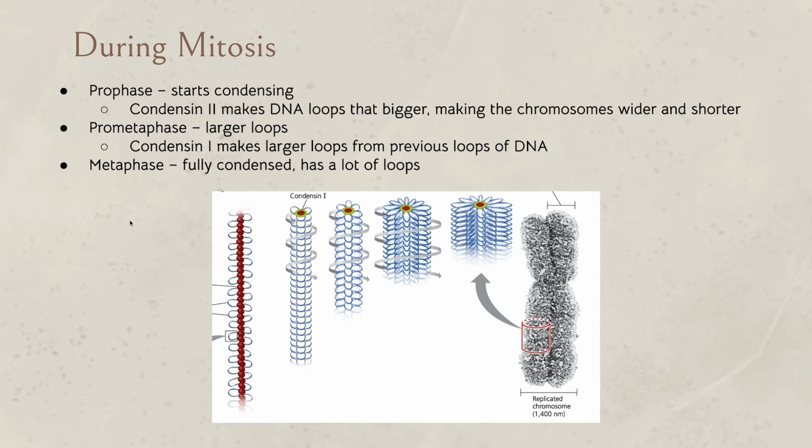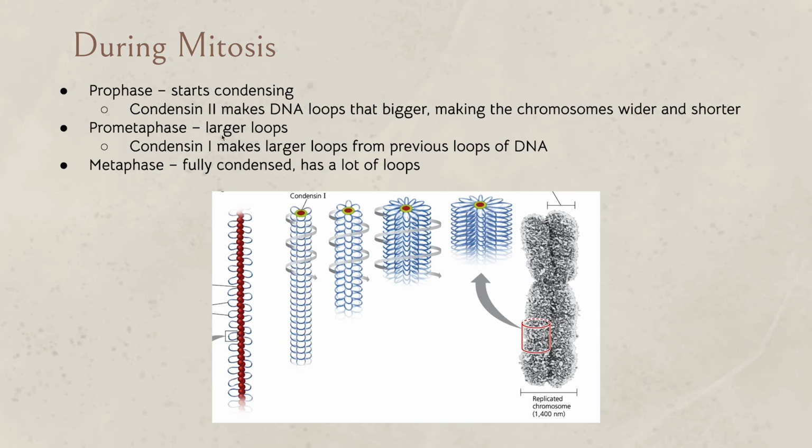Okay, so here is what happens to DNA during mitosis. In prophase, the DNA starts condensing. Condensin 2, which is a protein, makes DNA loops that get bigger and bigger, and that makes the chromosomes wider and shorter. You can see it starts making these loops.